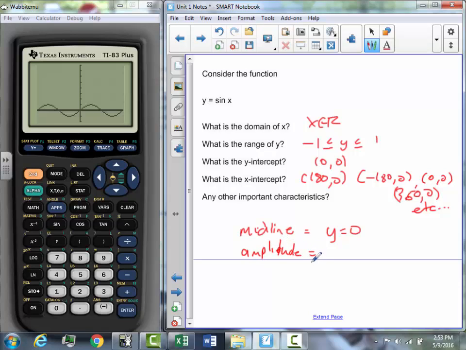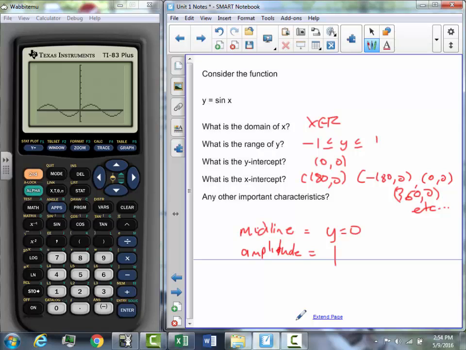The amplitude. The amplitude is how high this graph gets. Anyone want to take a stab at that? How high did this graph get up to? 1, yeah. So the amplitude is 1. It got as high as 1 and as low as -1. Now, we don't figure out how far it is from the highest crest to the lowest valley. We find where it is from the middle line to the top.